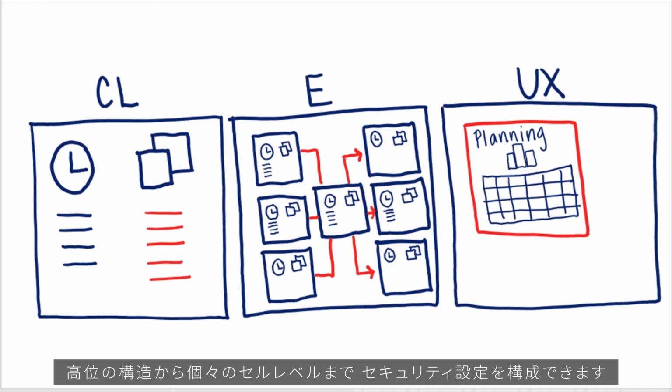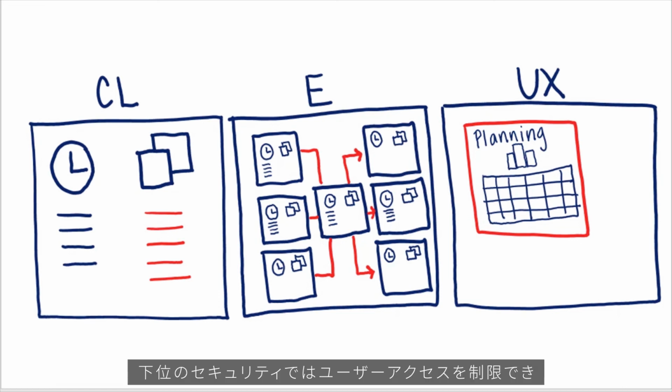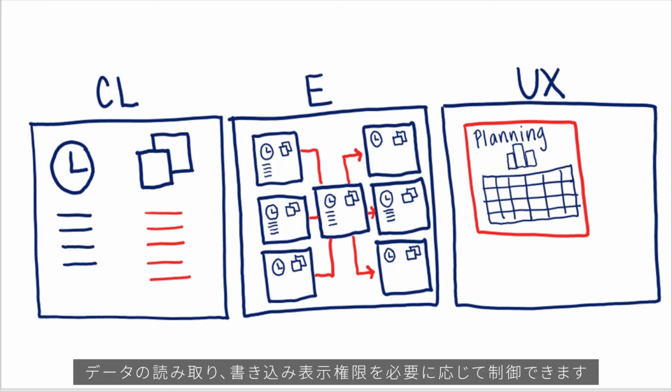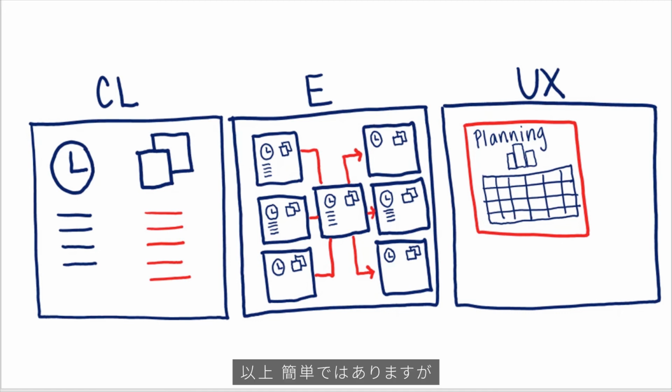And finally, security settings from the high-level structures all the way down to individual cell levels are possible. Role-level security will restrict users' access so they can read, write and view the data or not as applicable. So in a nutshell, that's Anaplan.